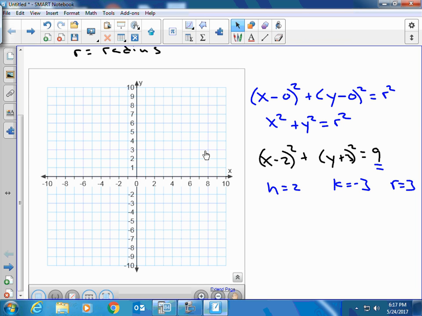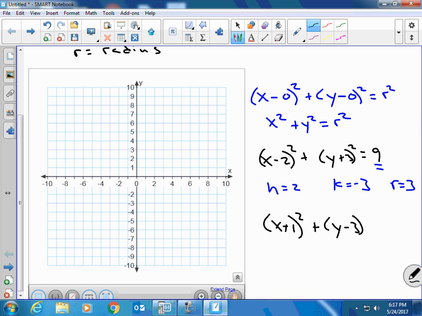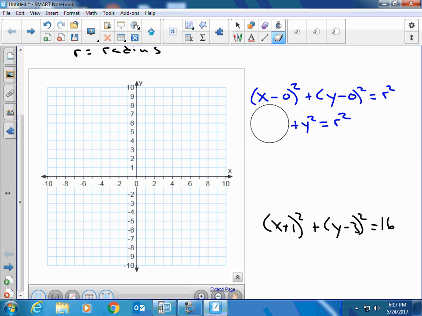Let's try (x + 1)² + (y − 3)² = 16. Hit pause, give it a try, come back when you think you got it. Sketch a graph. First step, what is h and what is k?